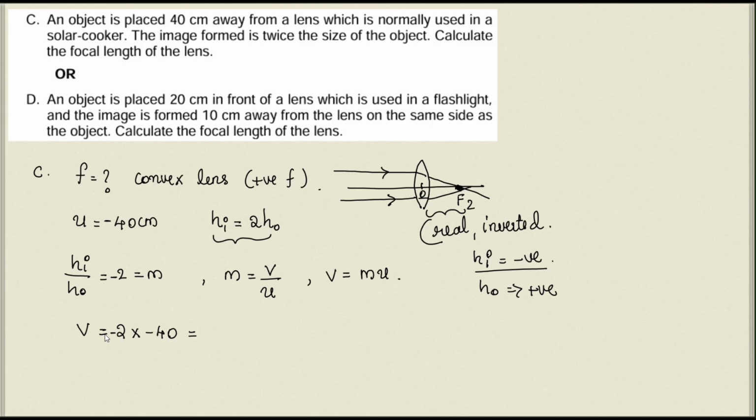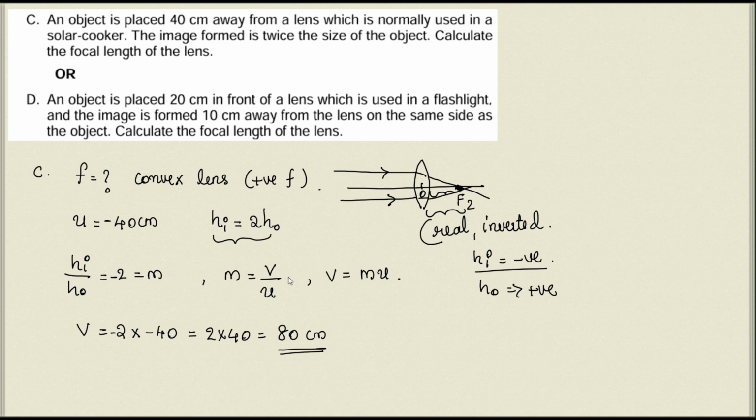So we get v is equal to m into u, that is minus 2 into minus 40. Minus and minus becomes positive, so 2 into 40 is equal to 80 centimeters. We got the image distance as positive. Now it is correct, isn't it?